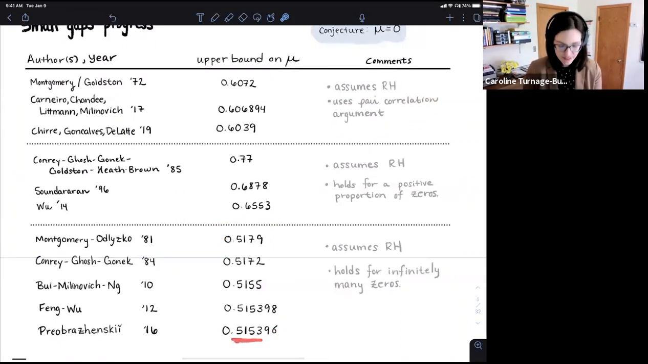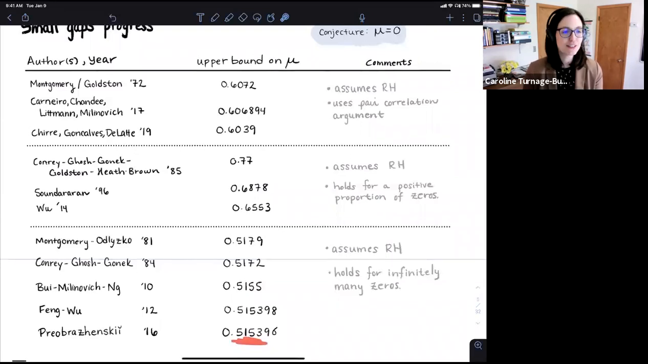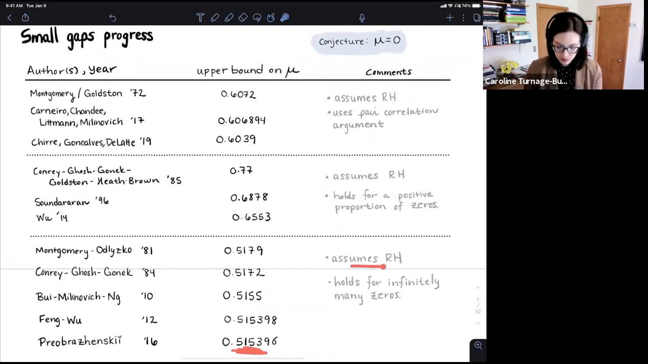This is the method that's giving you numerically superior results. It also assumes the Riemann hypothesis, but you give up something. What we're going to give up is that the result only holds for infinitely many zeros. I'm going to tell you why you might want it to hold for more than just infinitely many. All right, so let's notice.